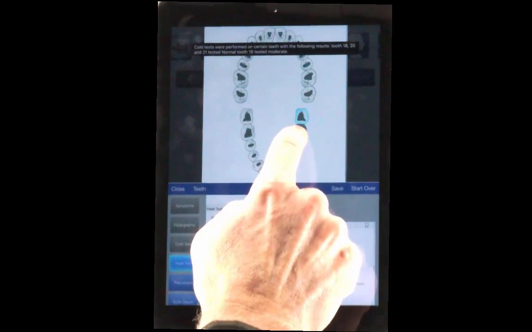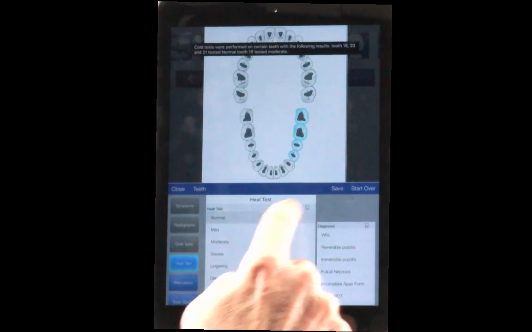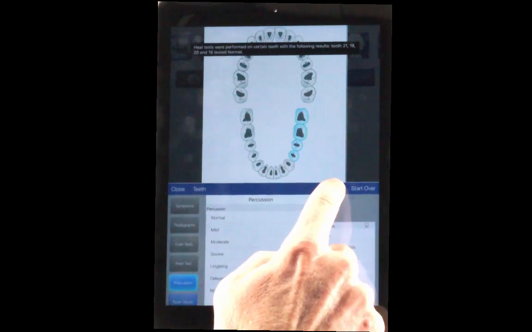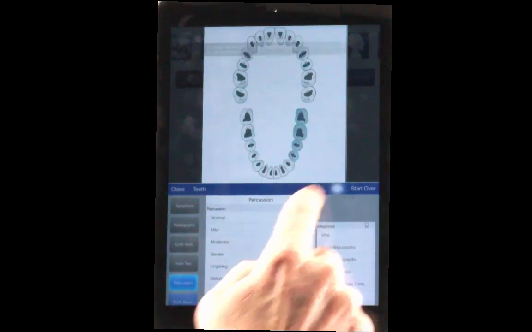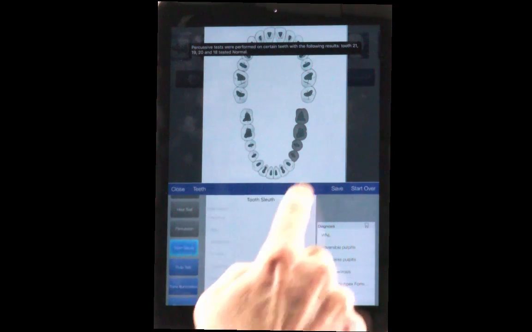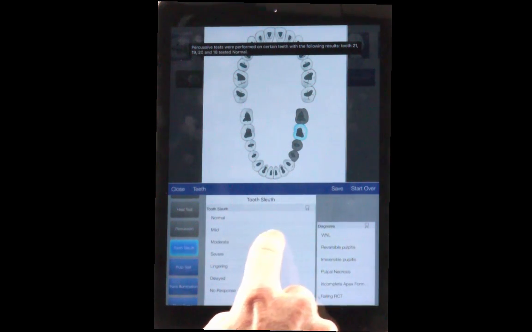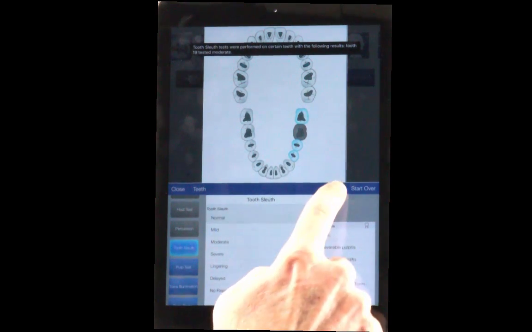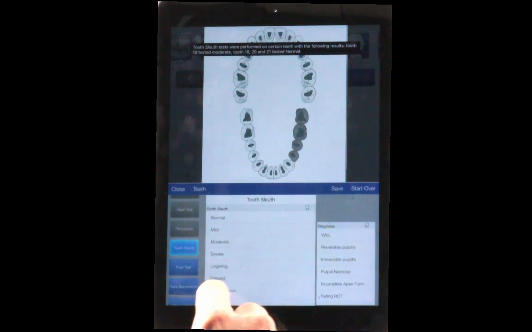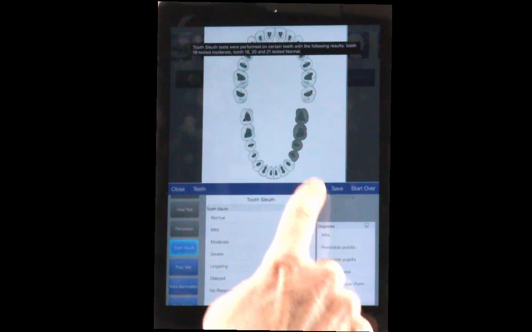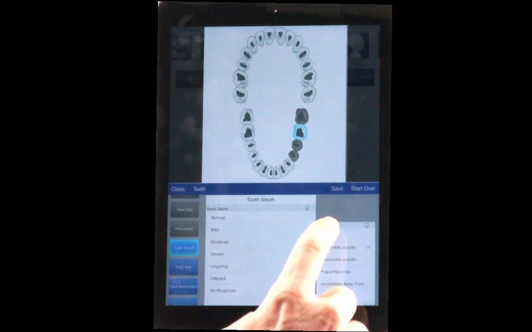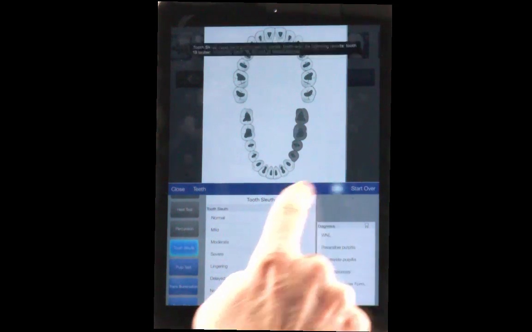Heat tests, all in the quadrant, tested normal. Percussion, all tested normal. And to tooth sleuth, 19 tested moderate. The other 3 tested normal. So with that, we knew that we have a diagnosis. We have a reversible pulpitis of tooth number 19. So we saved that.